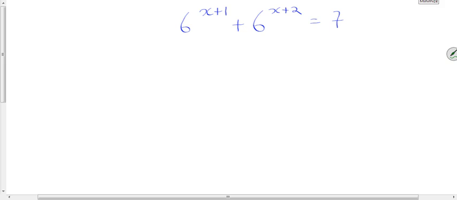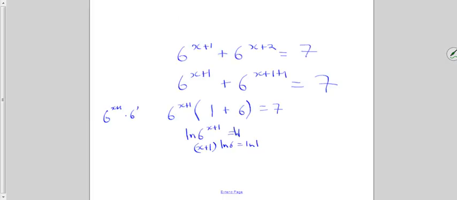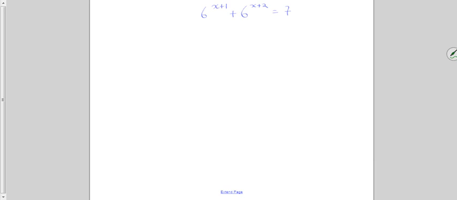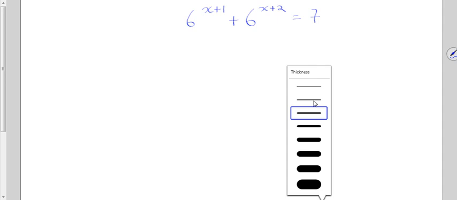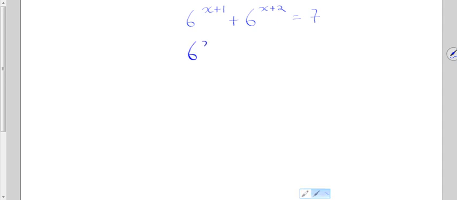Okay, so when you're trying to solve for this, you see this 6 to the x business is kind of repeated. So you wonder what you can use as a variable to represent that. If it was both 6 to the x plus 1, that would make it easier. So let's see if we made it 6 to the x plus 1, what would that look like? So let's go 6 to the x plus 1 plus 6.